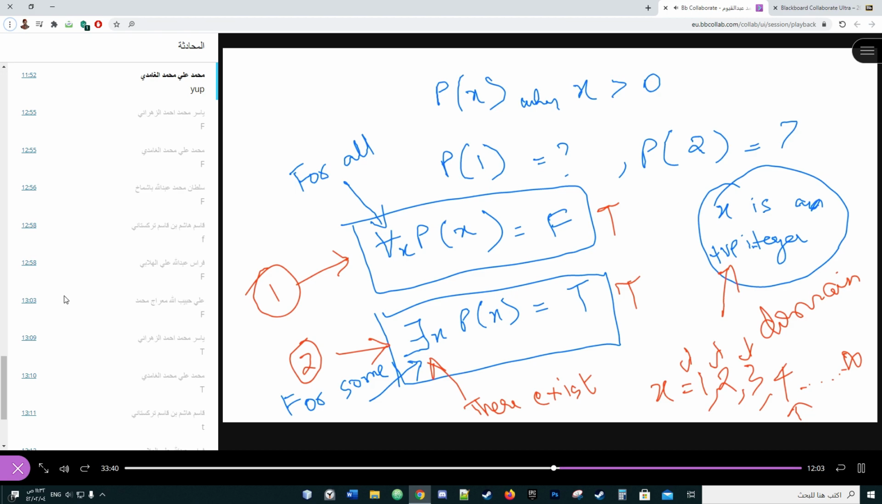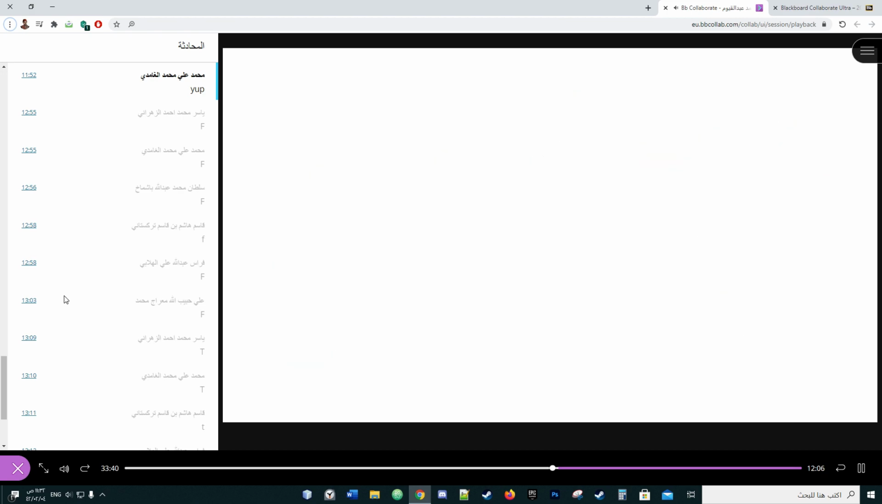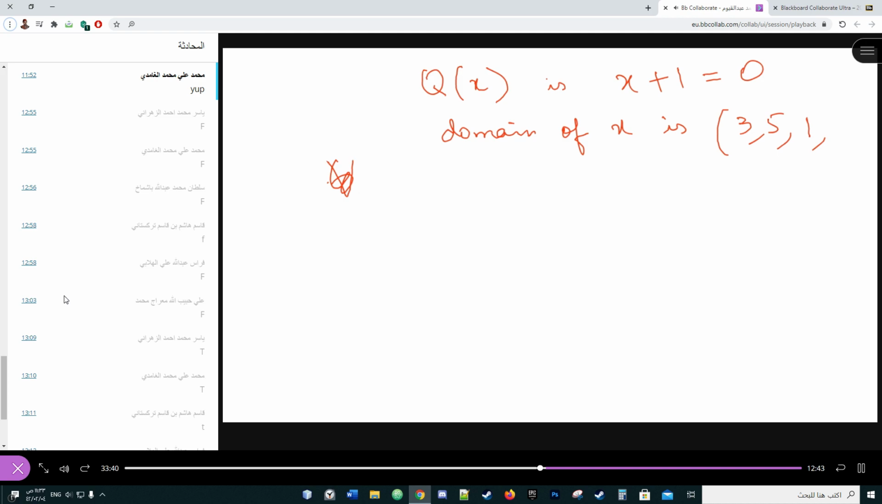Okay, let's take another example so it becomes clear. So I'll take another example. We say q of x is represented as x plus 1 equal to 0. So for all, and the domain of x is 3, 5, 1, minus 1. Okay, so in the domain I don't have x as all integers. I have x can take only 4 values. Okay, now for all of x, q of x, is this true or false?